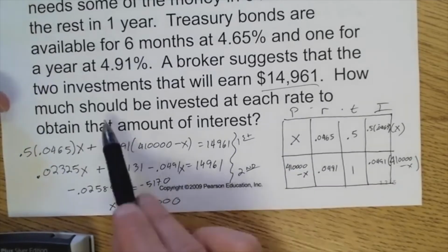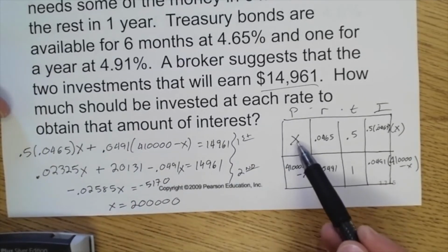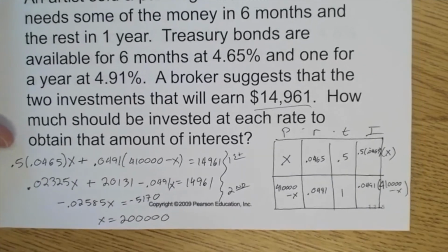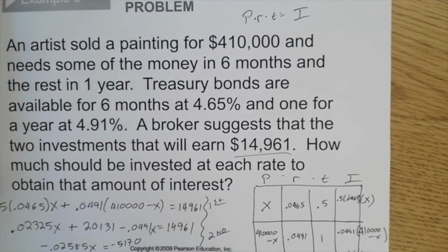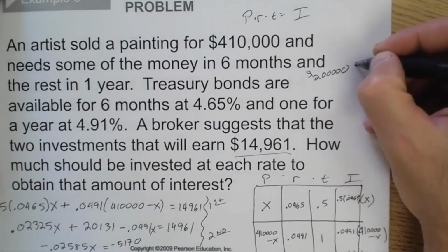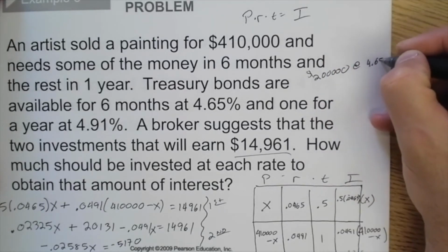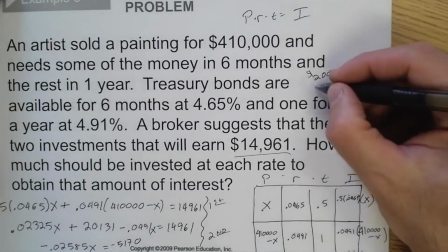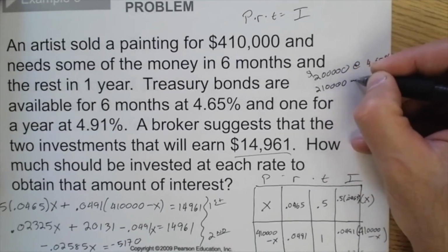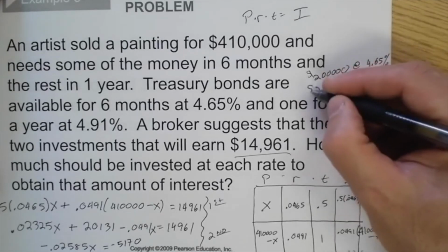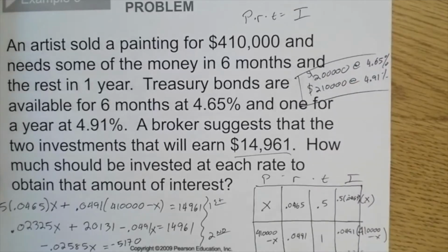Okay, so how much should be invested at each rate? Well, the x is 200,000. That's at the 4.65%. Okay, so make sure you write your answer specifically about how much at each rate. So it's going to be $200,000 at 4.65%. And then the second one, 410,000 minus 200,000 is 210,000. So $210,000 at 4.91%. And that's it.